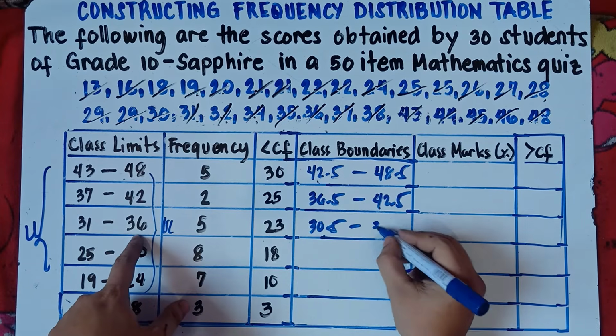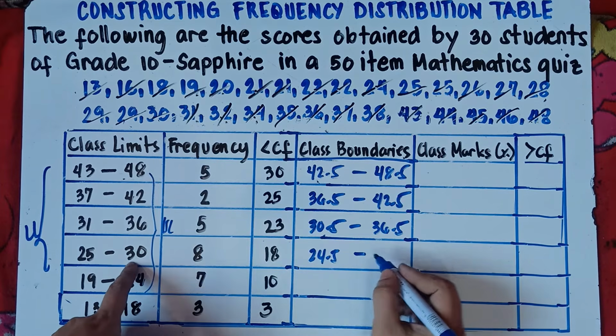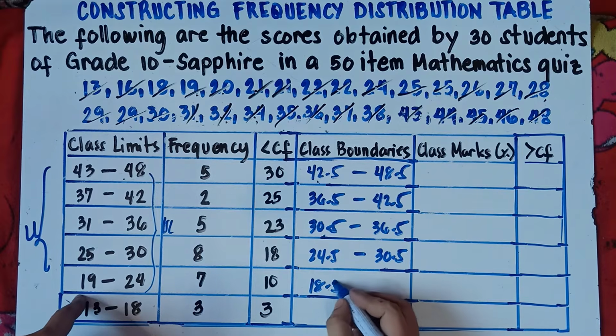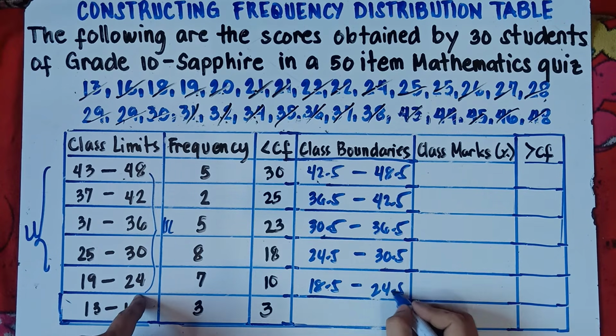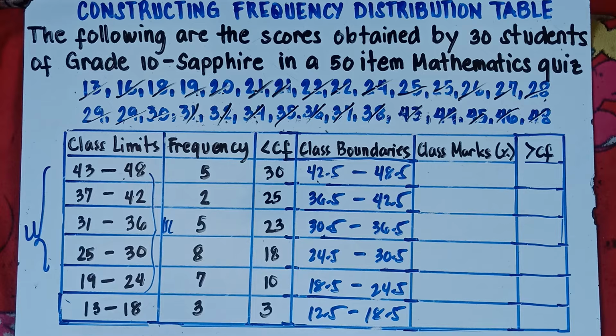You add 0.5, 36.5. Subtract 0.5, 24.5. Then add 0.5, 30.5. Subtract 0.5, 18.5. You add 0.5, 24.5. Subtract 0.5, 12.5. Then you add 0.5, 18.5. That's it, class. Easy, right? For class boundaries, all set.